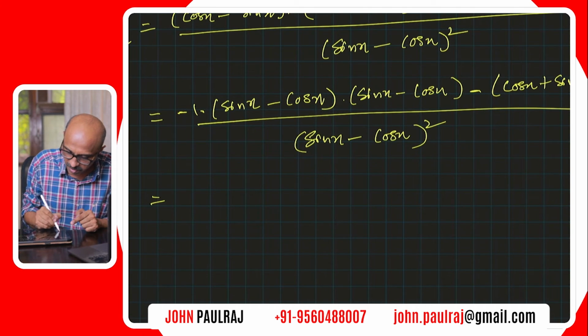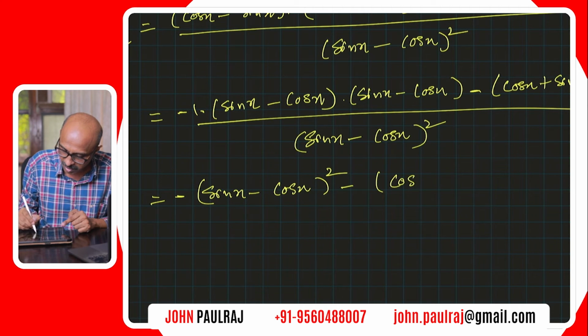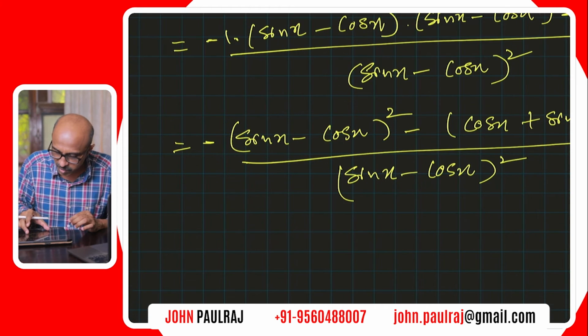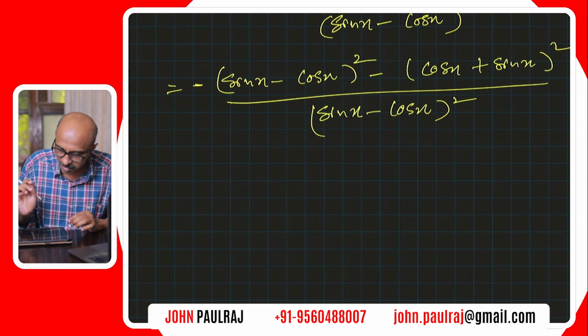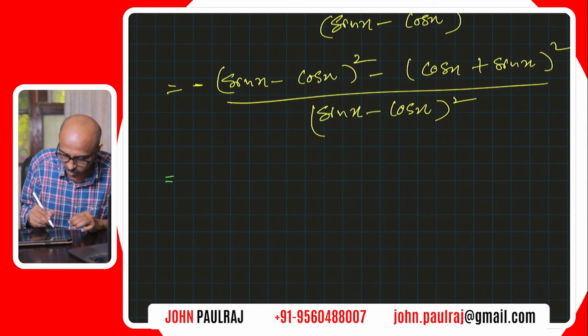Cool. Now we can write this as sine x minus cos x, all right, the whole square, but there's a negative sign here. Don't forget that, okay? That's a negative. This time I'm just writing it this way, minus cos x plus sine x, the whole square. The whole thing divided by sine x minus cos x, the whole square. So then we come to this very interesting form, and there might be some way to reduce this further using some trig identities. Let's see what we can do in the numerator.